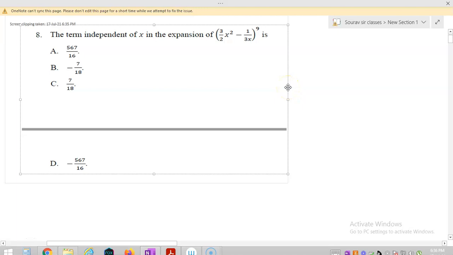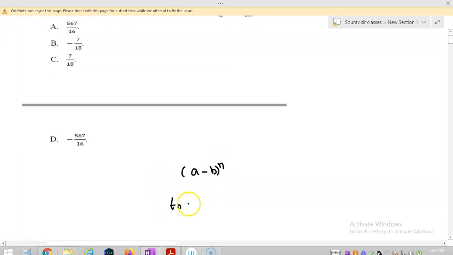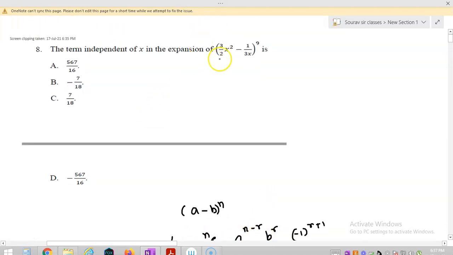First of all, observe that we know the expression of the rth term in a binomial expression (a − b)ⁿ. The rth term is Tr = nCr a^(n−r) b^r into (−1)^(r+1), right students? So this is the expression of the rth term. Let me find the expression of the rth term in this binomial.